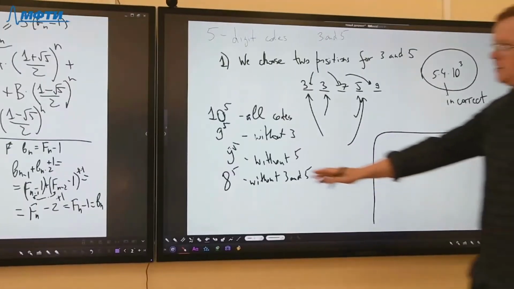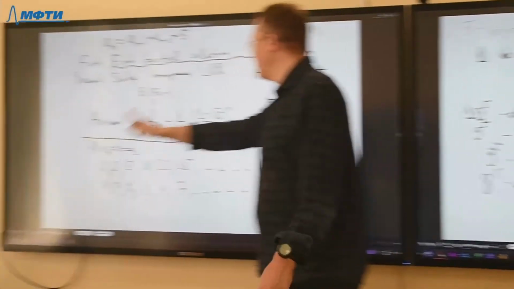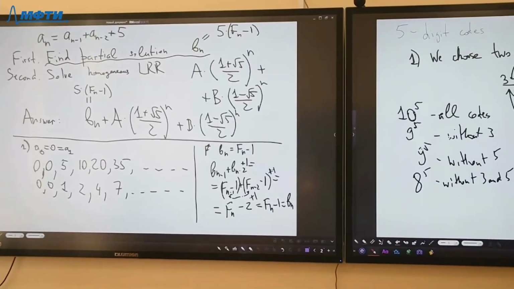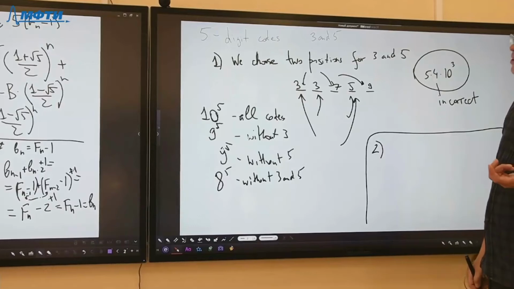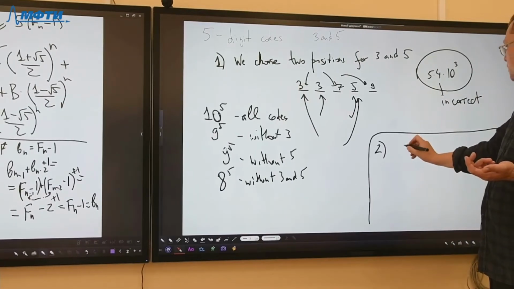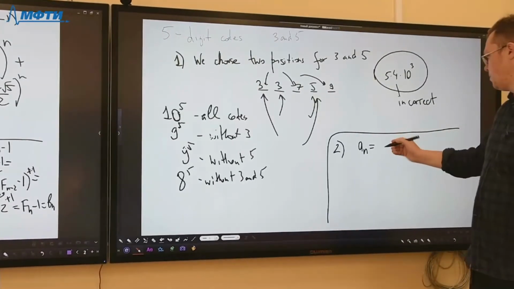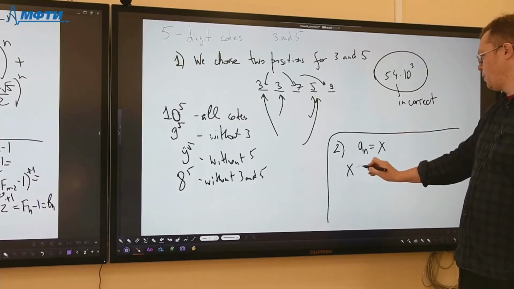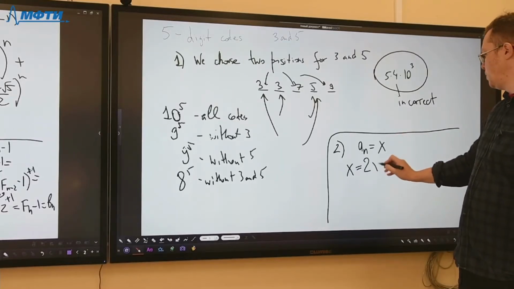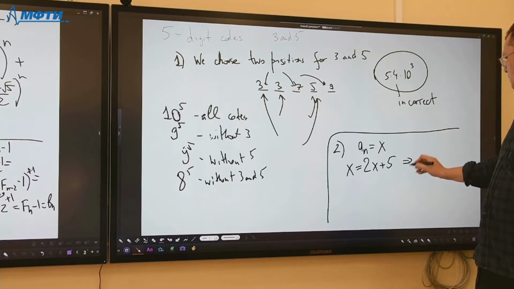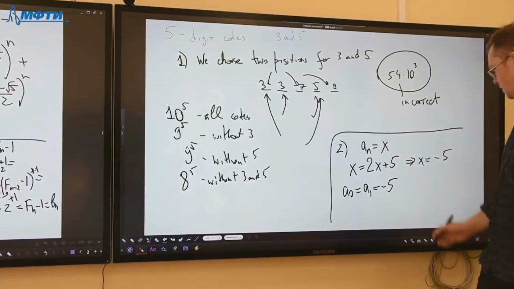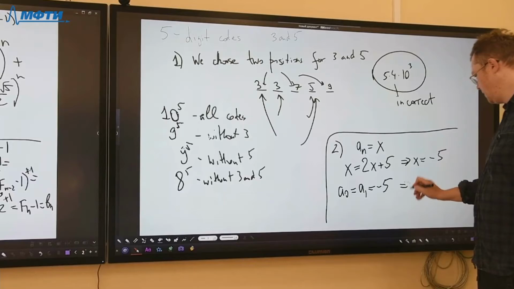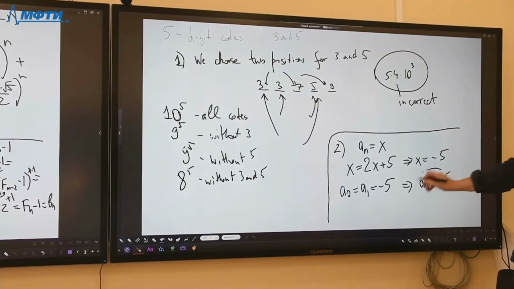So this is just one strategy, and here is another strategy. The first idea is to find a constant solution. Constant solution means that an is the same number x. So you have the equation x equals 2x plus 5, so x equals minus 5. And so if you start with a0, a1 equal to minus 5, then all an equal to minus 5 is a partial solution.